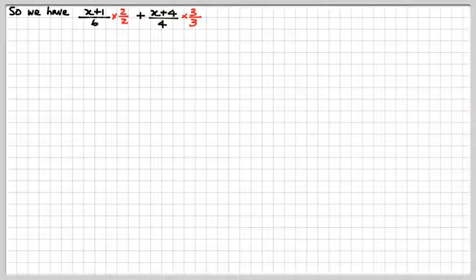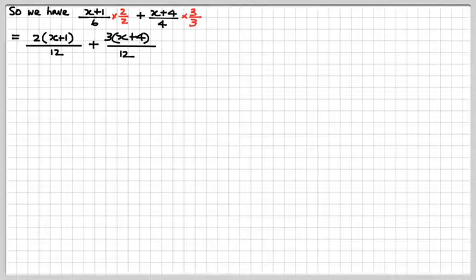That's where we got to. Now we're just going to simplify this. So that's what we've got. Remember, this x plus 1 is a single term in brackets. It's a little family unit, a little algebraic family unit. The whole thing needs to be multiplied by that 2. And on the bottom, we've just got 6 times 2, which is 12. Over here, you've got the whole of this little family unit, x plus 4, multiplied by 3, and on the bottom you've got 4 times 3.